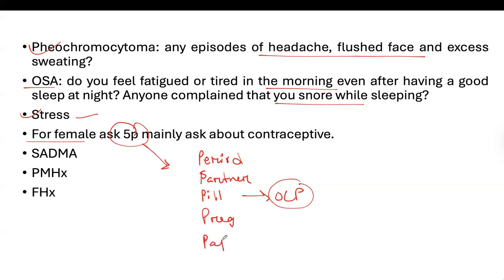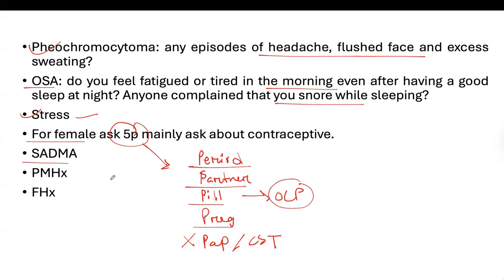And previously we had Pap smear, which is now replaced by cervical screening test. For this particular case, it is not relevant. So at least ask, when was your last menstrual period? Is it regular, irregular? Are you sexually active? Do you take any contraceptions? If yes, then find out which one, how long. Any chance you can be pregnant?